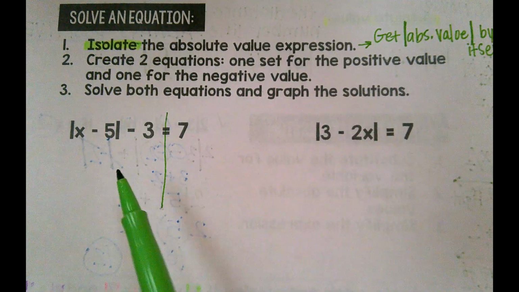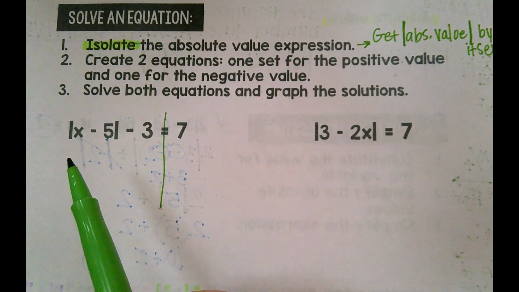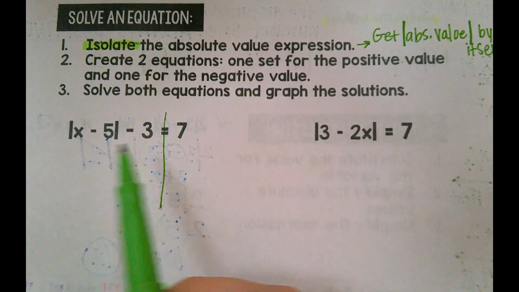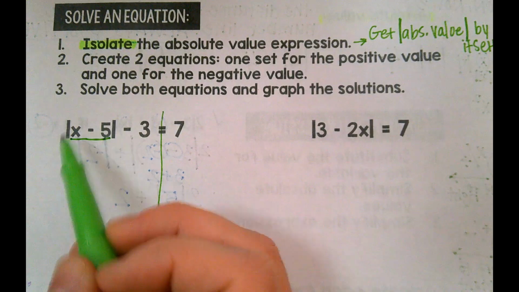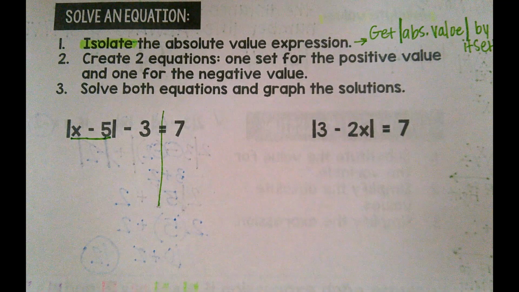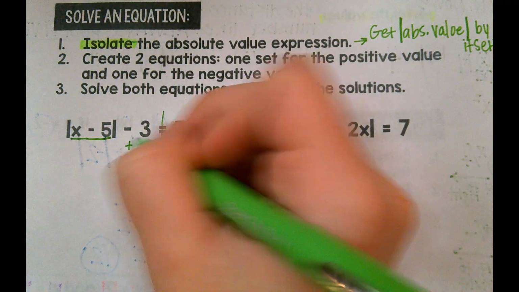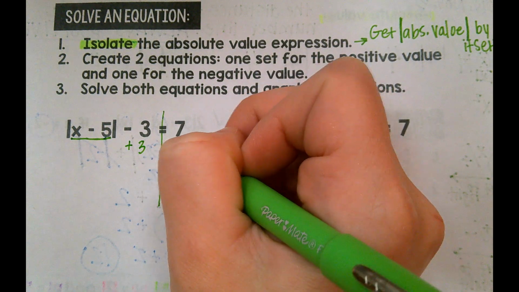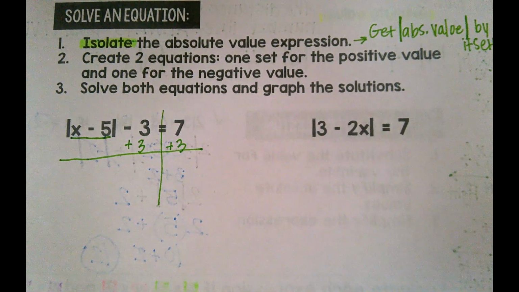And what do I have inside my absolute value expression? Just x minus 5. So that means the x minus 5 is what I want to get by itself. So what do I need to get rid of in my equation so that it can be by itself? -3. How do I get rid of it? Add 3 to both sides. So let's do that.